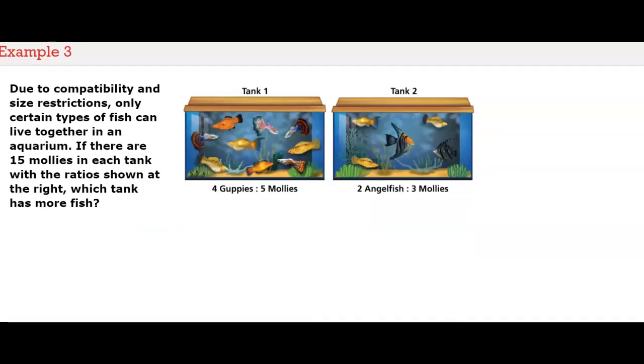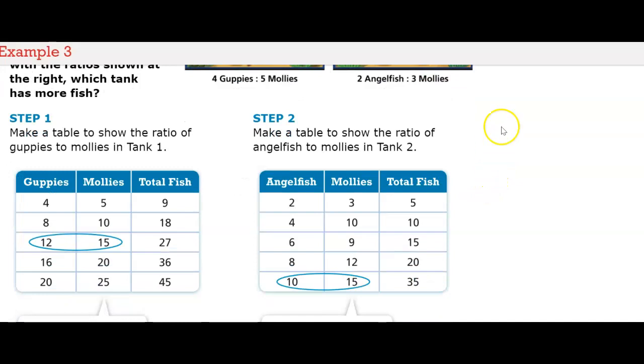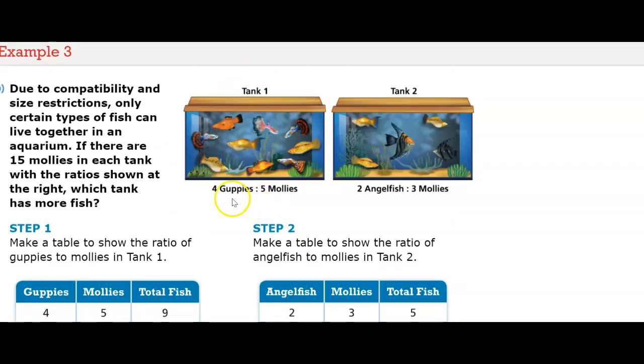Due to compatibility and size restrictions, only certain types of fish can live together in an aquarium. If there are 15 mollies in each tank with the ratios shown at the right, which tank has more fish? Step 1. Make a table to show the ratio of guppies to mollies in tank 1. So here's tank 1, and the ratio is 4 to 5 mollies.